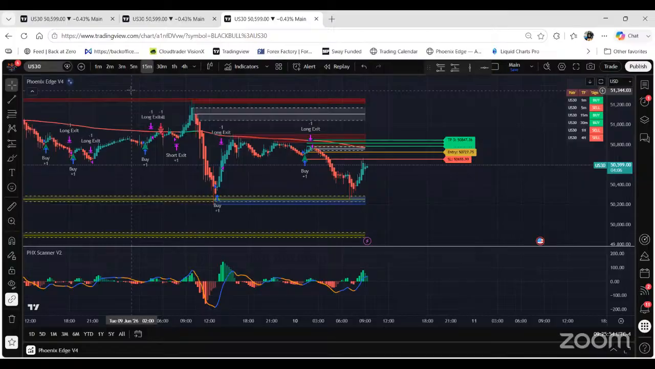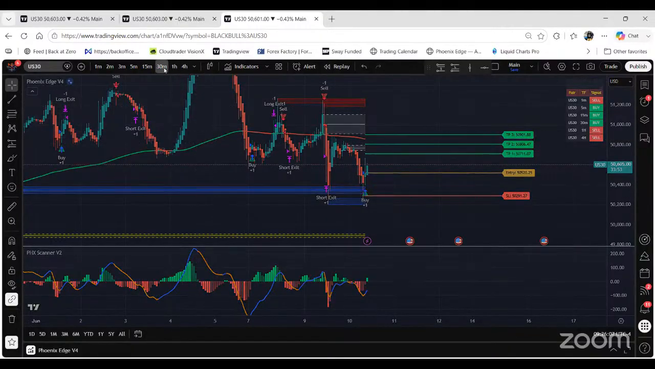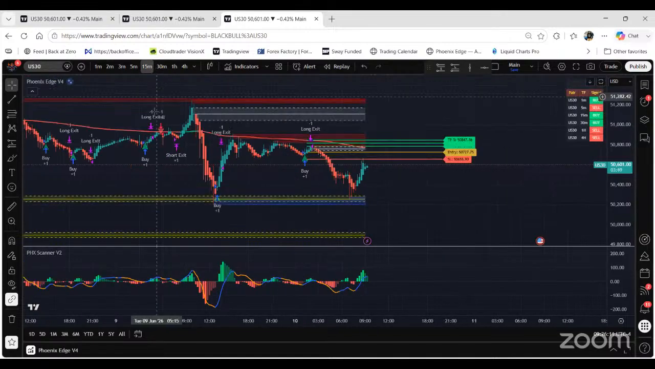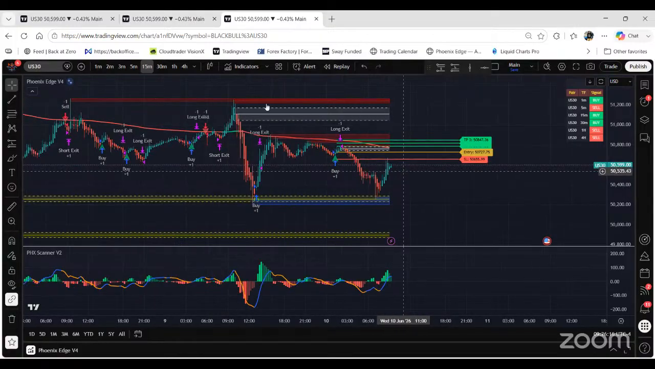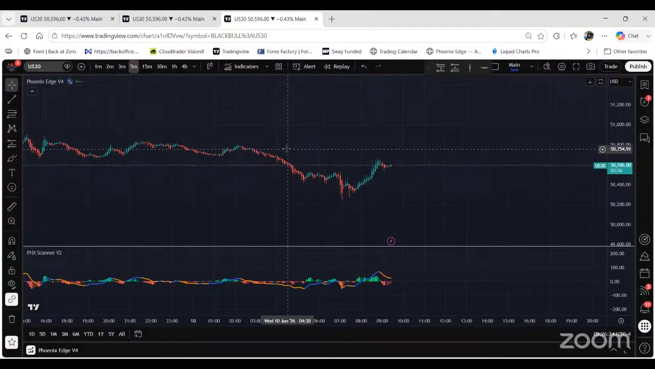The time is almost 9:30, so want to make sure we're being careful. Again, I am in that buy, but we are in a downtrend. We do have selling momentum on the higher time frame, so that was a counter trend trade that I took. All right, so we'll be looking for a setup.